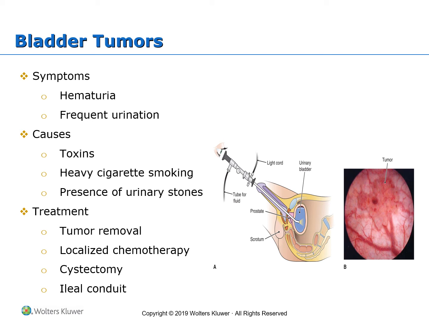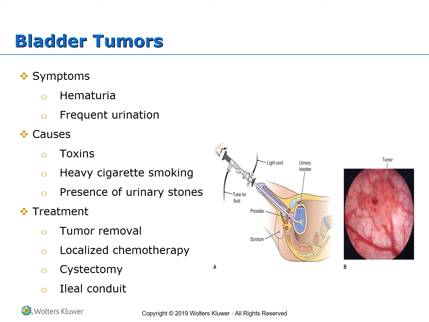In terms of symptoms, the patients will present with hematuria, and a lot of times it is not a painful one, and they will also have frequent urination. The diagnosis is done by performing cystoscopy with biopsies. Cystoscopy is a type of endoscopy where we can look inside the bladder and establish a diagnosis and also take biopsies for pathology. The treatment will be the removal of the tumor.